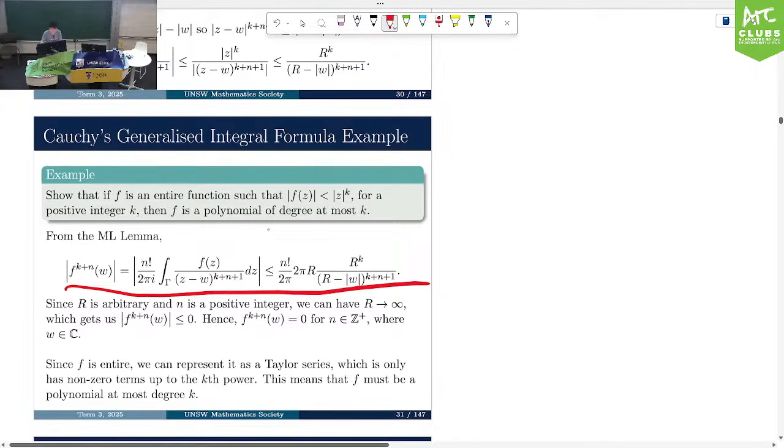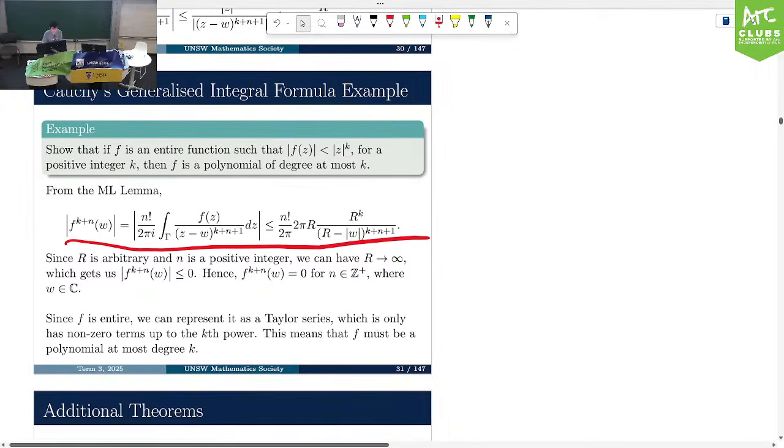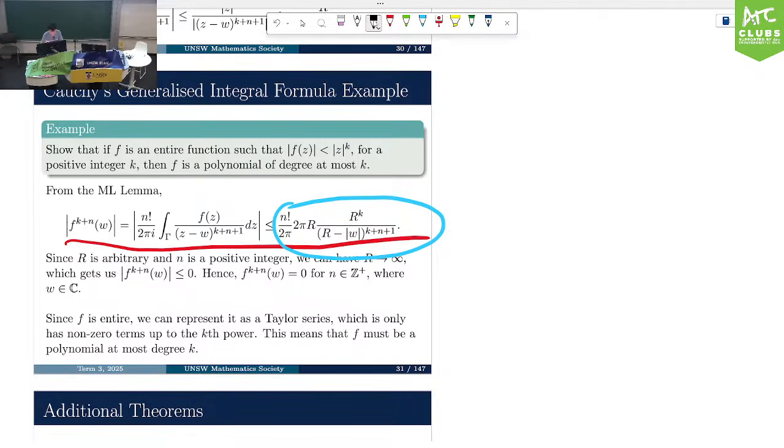We have this thing over here. If you let r equal infinity, we can show that this thing approaches 0, because for positive n, we have k plus n plus 1 greater than k. So the top approaches r to the power of k as we let r get very large, and the bottom approaches r to the power of k plus n plus 1. So using the ML lemma, we can show the right hand side approaches 0. So we can show that the (k plus n)th derivative of f at w approaches 0.